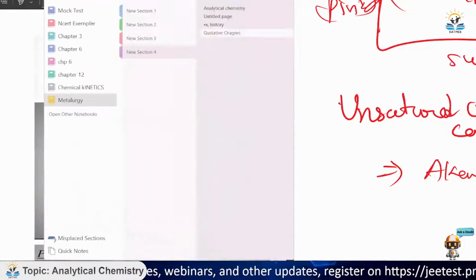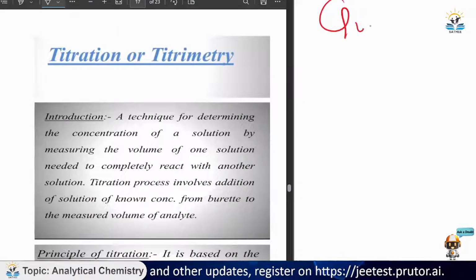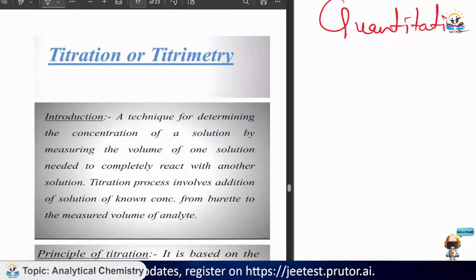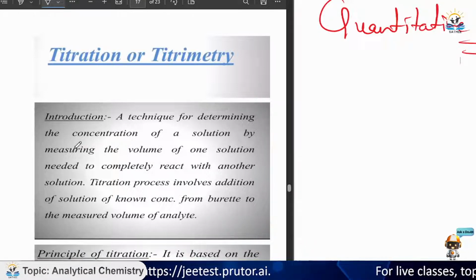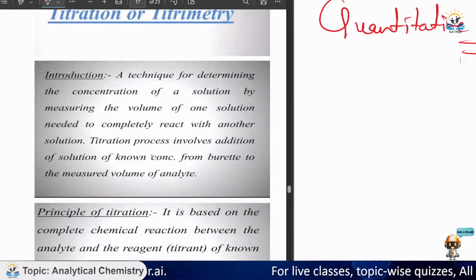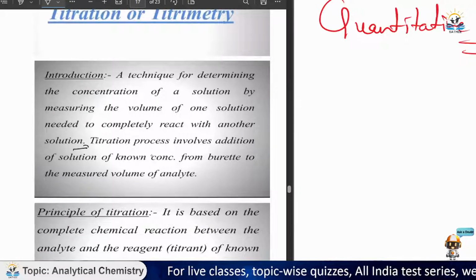Let's take a new page. Now we will talk about quantitative analysis. What is quantitative analysis? Here we will talk about how much product is formed or how much is remaining. Now let's do the intro part. Titration is a technique for determining the concentration of a solution by measuring the volume of one solution needed to completely react with another solution. Okay, you understood this term.